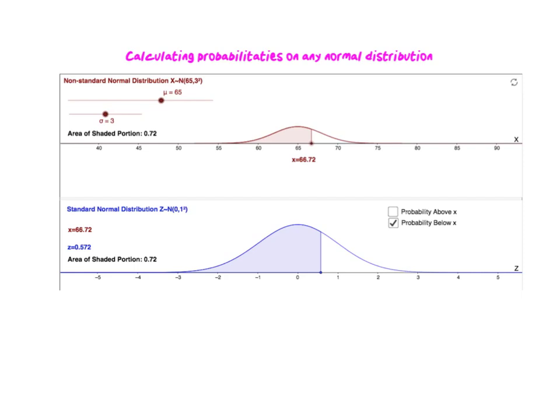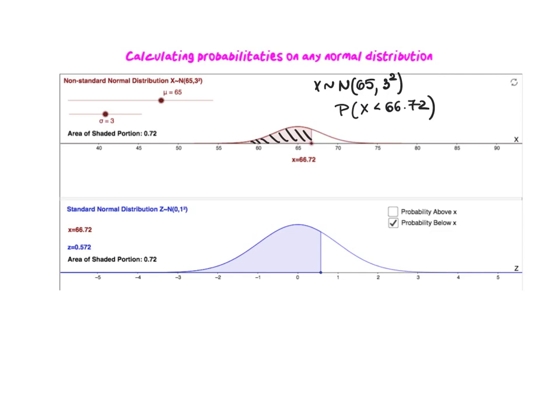In this lesson, we'll learn how to calculate probabilities on any normal distribution. And I'm bringing here one of the diagrams from the first movie on this chapter. So imagine we have this distribution, X normally distributed with mean 65 and standard deviation 3, so the variance is 3 squared. And I want to find the probability of X smaller than 66.72. So I want to find this area.